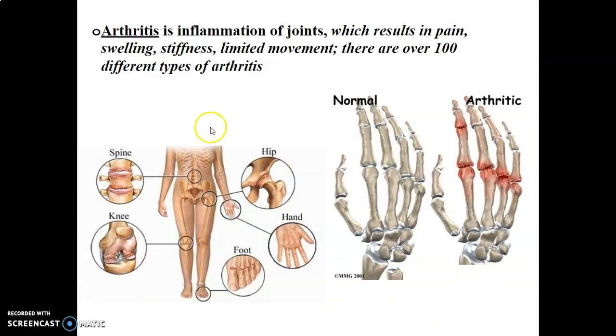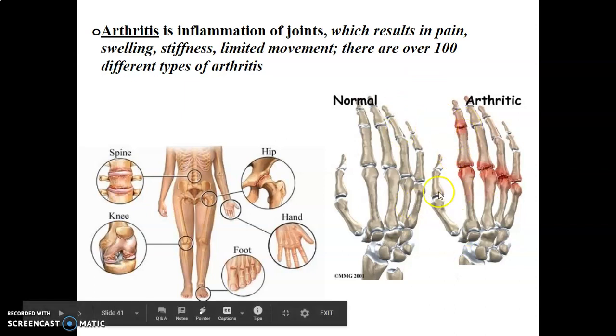Arthritis is, anytime you see "itis" at the end of a word, it means inflammation. Arthritis means inflammation of joints. And this results in pain, swelling, stiffness, and limited movement. And there are over 100 different types of arthritis. So, of course, we're not going to cover all of those.